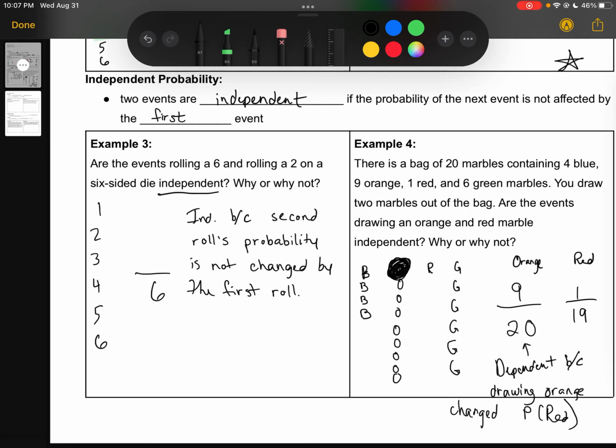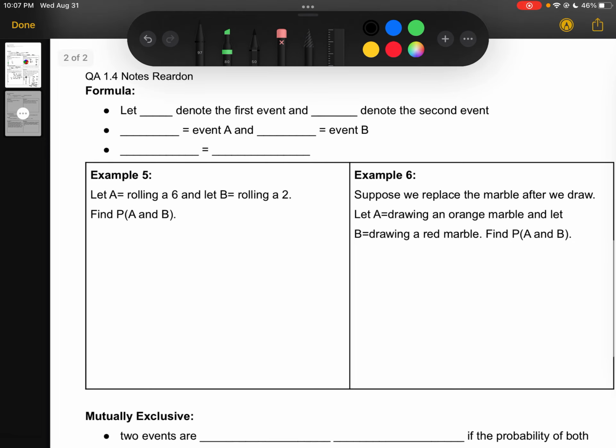This can be a little bit tricky, but basically a good rule of thumb is that if you take something out and you don't put it back, you are changing the probability of whatever happens next. So in that case, you are looking 9 times out of 10 at a dependent event.